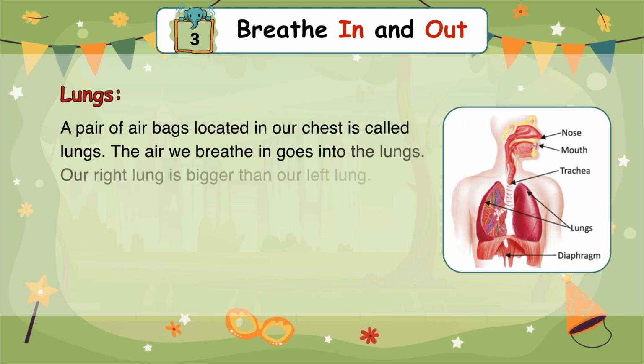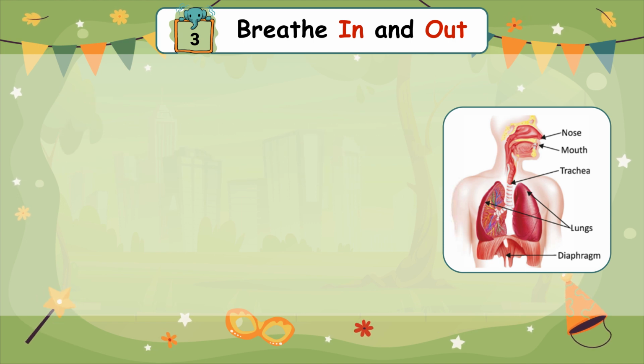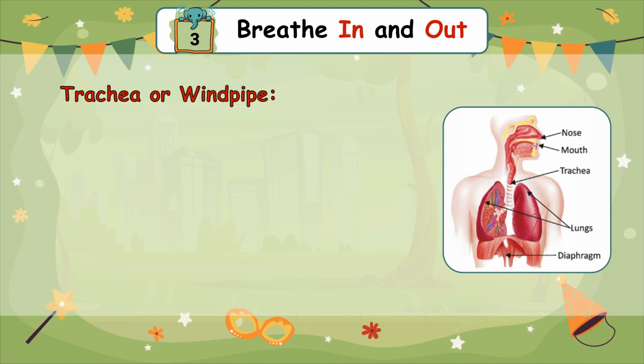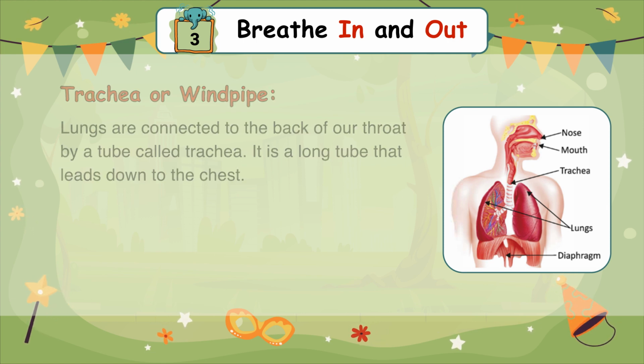Lungs. A pair of airbags located in our chest is called lungs. The air we breathe in goes into the lungs. Our right lung is bigger than our left lung. Trachea or windpipe. Lungs are connected to the back of our throat by a tube called trachea. It is a long tube that leads down to the chest.